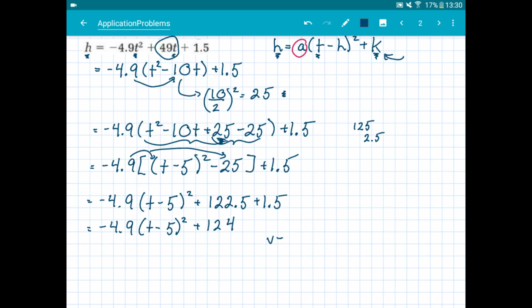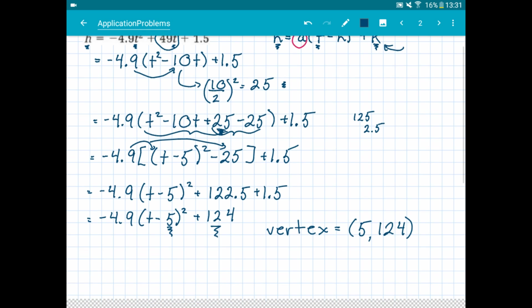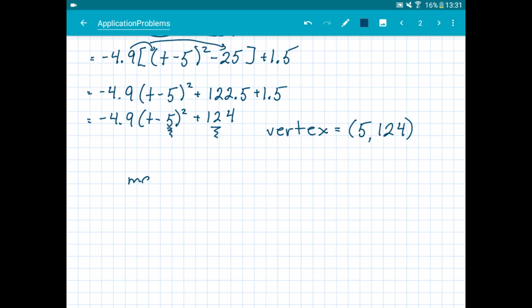So that makes the vertex, now that we have it in vertex form, we can just read it off, equal to (5, 124). Okay, so now we can state what the maximum is. The max height is just the y value of the vertex. We talked about that. So the h value of the vertex in this case is 124 meters. And you should write a therefore statement. Therefore, the maximum height is, and you can write that out yourself.